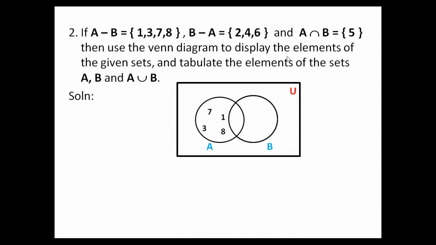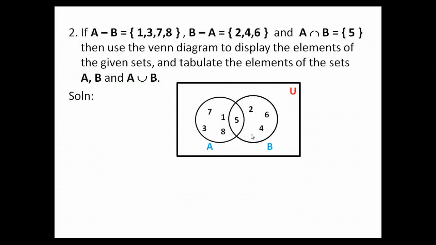And what are the elements that are present in B only? That is B minus A, 2, 4 and 6. And what is the common element between the two sets? That is 5. That is A intersection B. This is the intersection part. So 5 is present here.